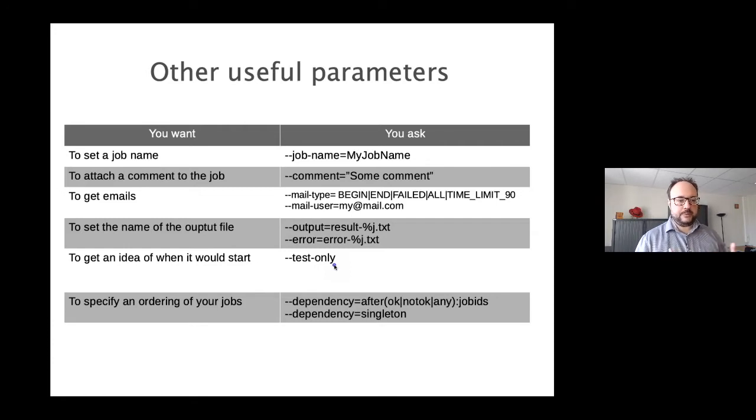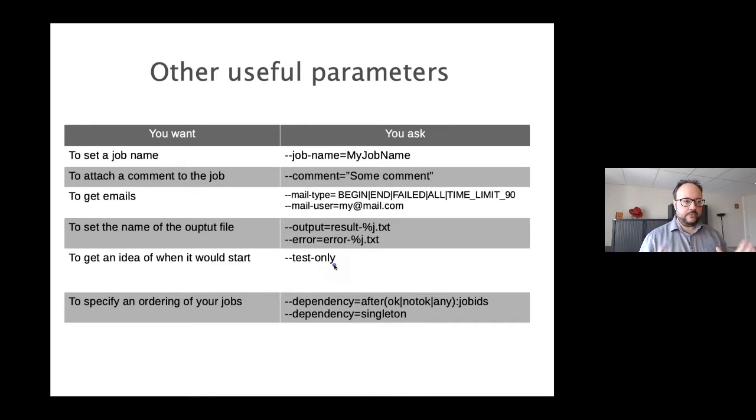Also, you can specify an ordering in your jobs. If you have multiple jobs and one is performing some pre-initialization and the other is doing post-processing, you can say that one job needs to start only after some other job has finished. Or you can say only if the job has finished properly, or only if the job has failed. And there are a large number of options which you can choose from to explain the dependencies between the jobs.